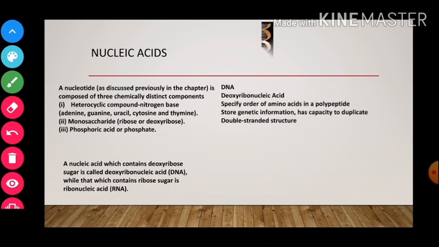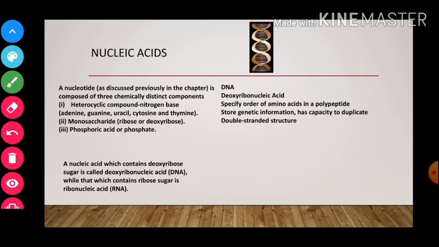Now children, there are 2 types of nucleic acids. First one is the DNA. DNA is named as deoxyribonucleic acid. DNA is the genetic material and forms the molecular basis of heredity in all the organisms. In certain organisms like virus, tobacco mosaic virus for example, RNA is the genetic material.